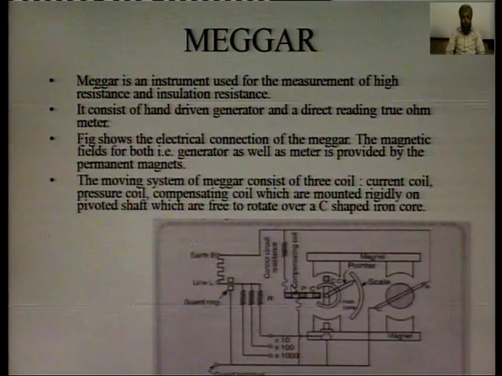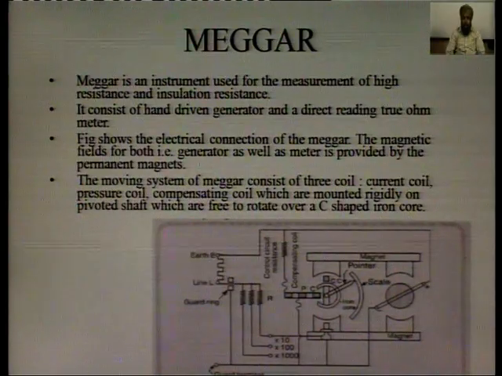Next is Megger. Megger is an instrument used for the measurement of high resistance and insulation resistance. It consists of a hand-driven generator and a direct reading ohmmeter. Figure shows the electrical connection of Megger. The magnetic field for both, that is generator as well as meter, is provided by the permanent magnet.